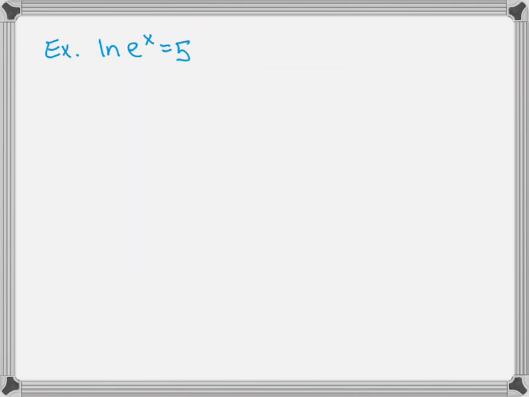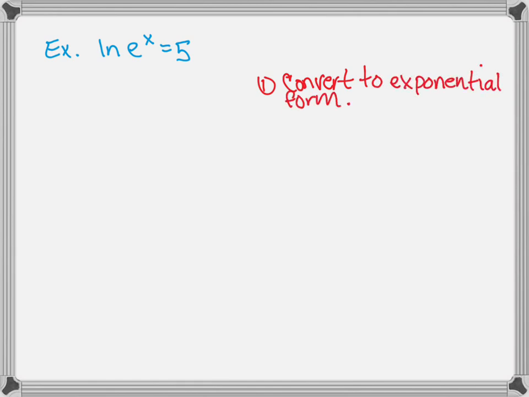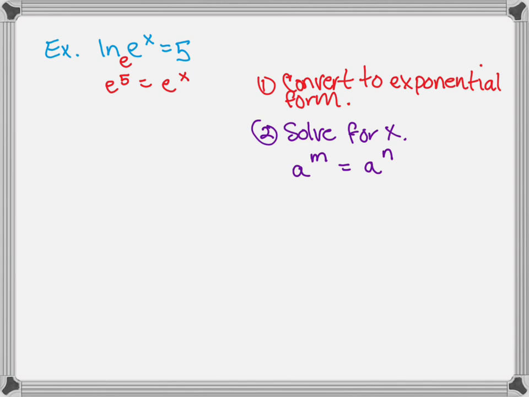Okay, third example. The natural log of e raised to the x power equals 5. Again, we'll start by converting this to exponential form. So remember, with the natural log, the base is e. So e to the 5th power equals e to the x power. Now we'll solve for x. So remember, with exponential equations, if we have both sides as powers of the same base, we can ignore the bases and set the exponents equal. So here, we can ignore the e's and set 5 equal to x, and we've solved for x.